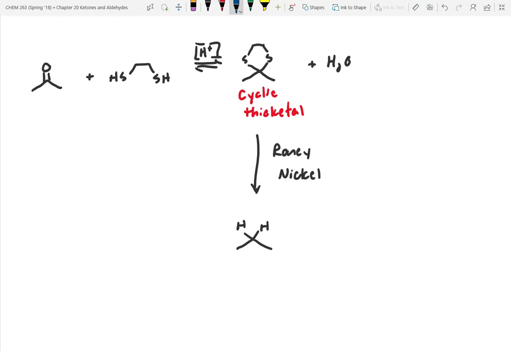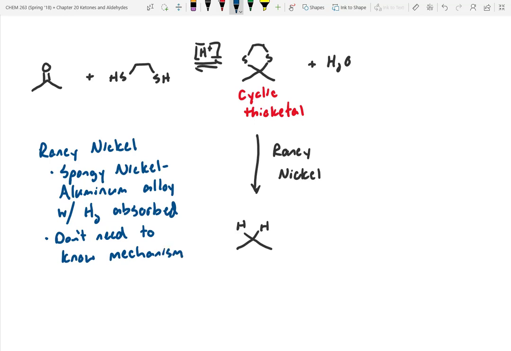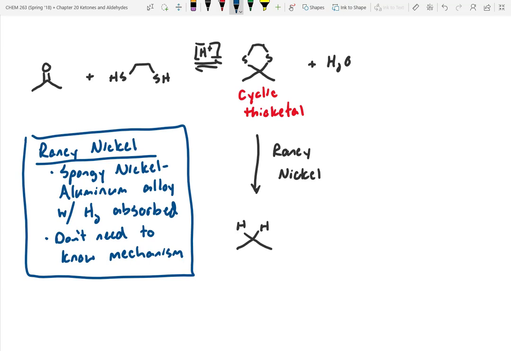So let's make some notes. Raney nickel is a spongy nickel aluminum alloy with hydrogen absorbed. And like I said, you don't need to know the mechanism. This is a fairly popular reaction for a few different reasons.